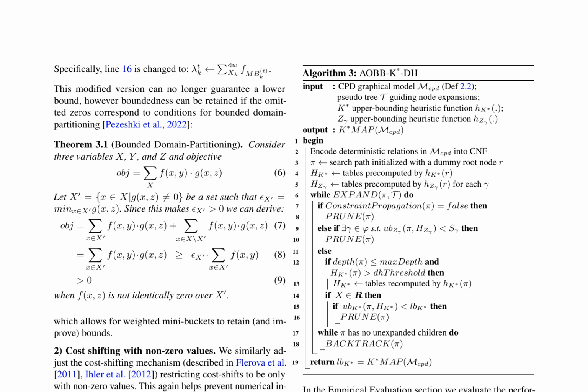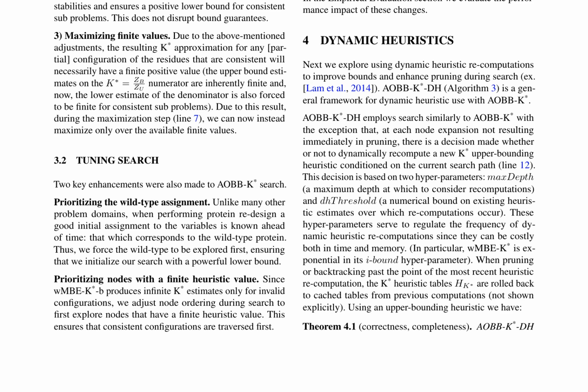The second enhancement, tuning the search, prioritizes the exploration of nodes corresponding to the wild-type protein assignment, as it is known to be a good initial variable assignment in protein redesign. Additionally, nodes with finite heuristic values are given preference in the node ordering, ensuring that consistent configurations are explored first.